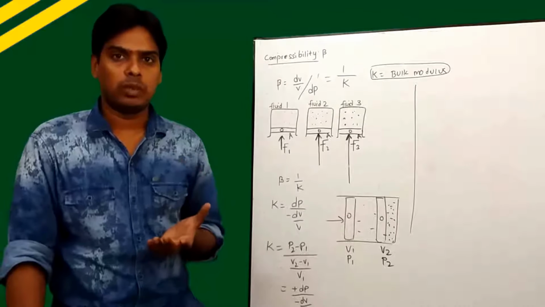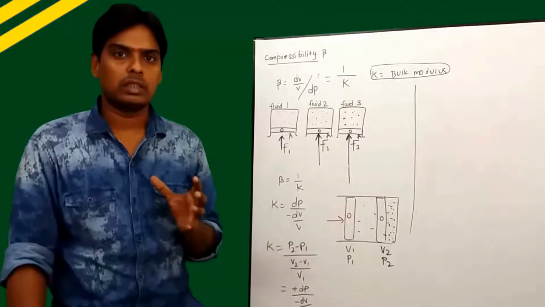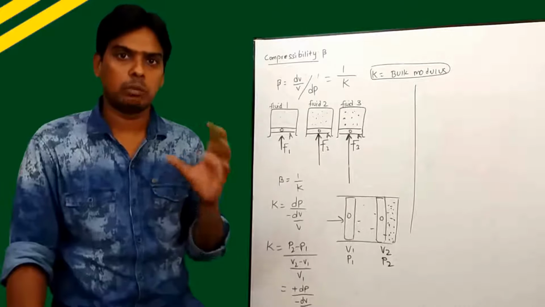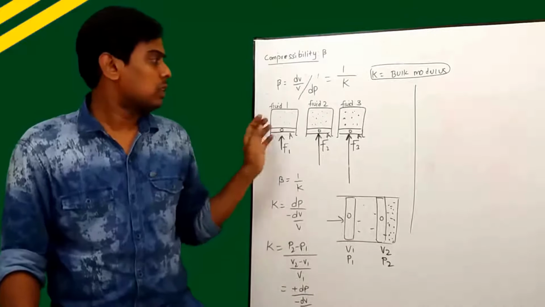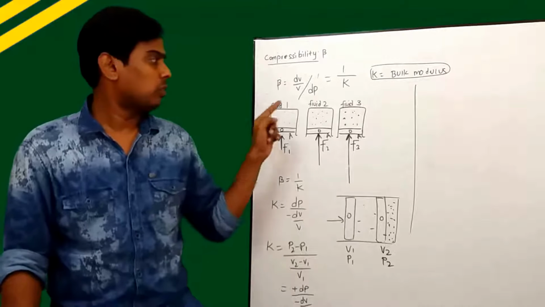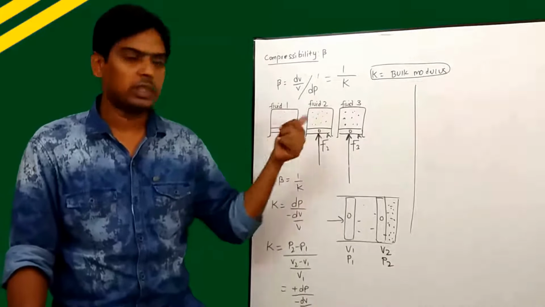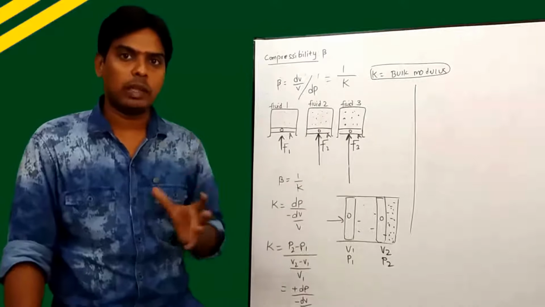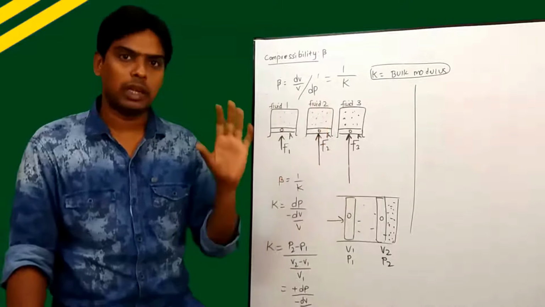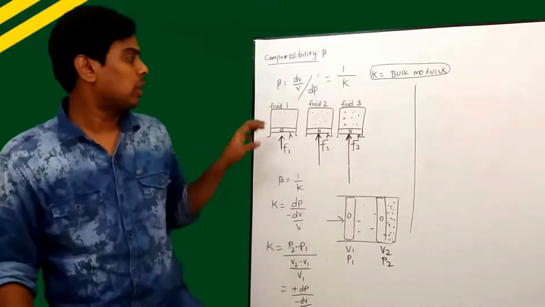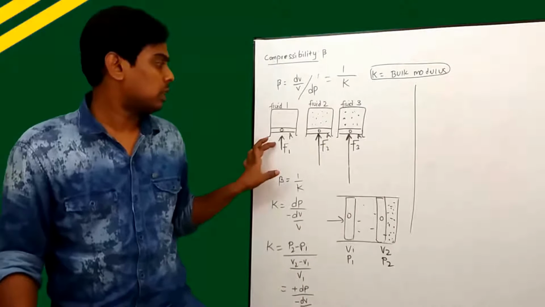Compressibility is a property of fluid that tells us how easy it is to compress a given fluid. For example, to understand this, consider three different fluids: fluid 1, fluid 2, fluid 3 in three different cylinders. Now our aim is to compress all these three fluids by unit volume. For example, here there is a cylinder and piston arrangement.